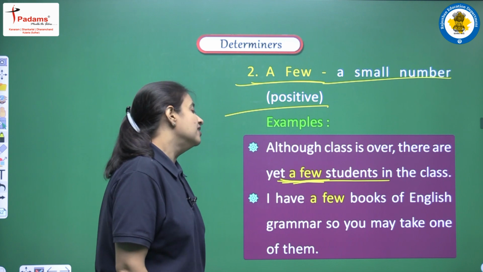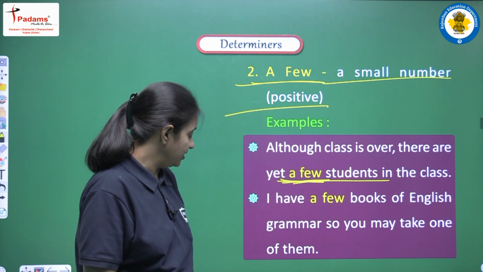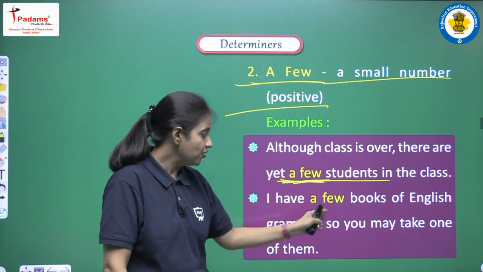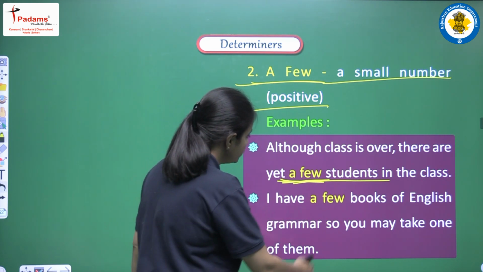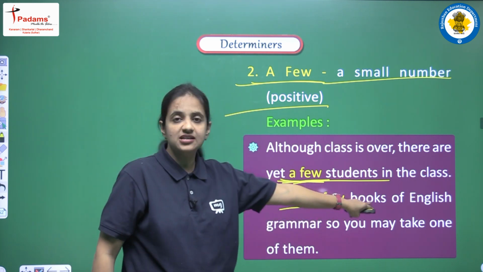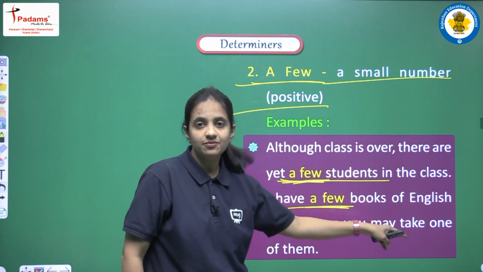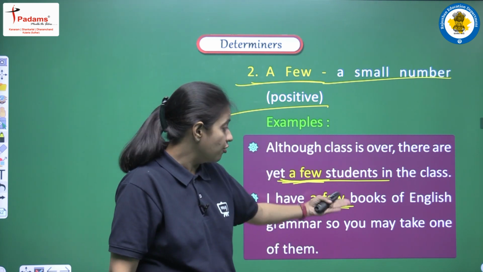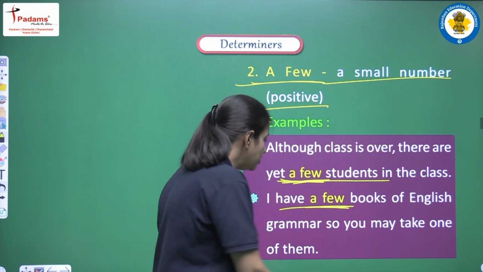Next example is, I have a few books of English grammar, so you may take one of them. Because I have a few books of English grammar, books is a countable noun, and a few books means yes, I am having some books, and this is the reason I am offering that you may take one of them, right?